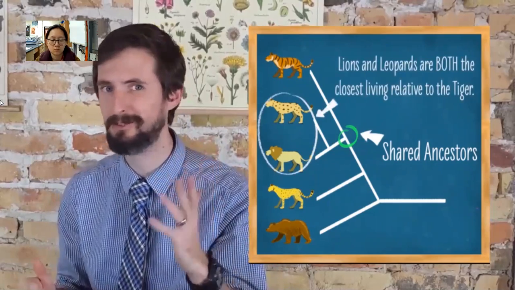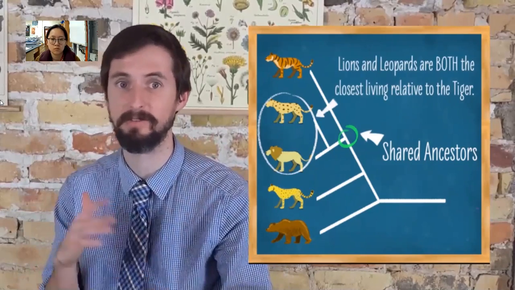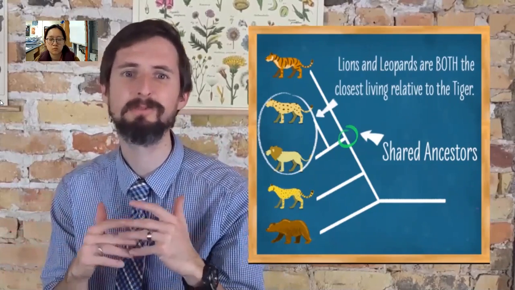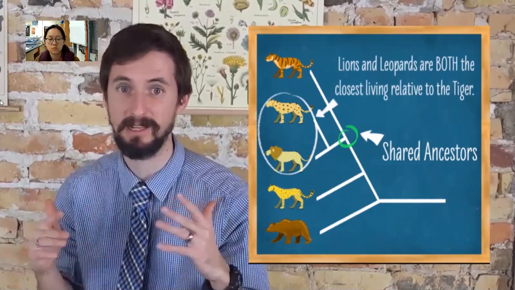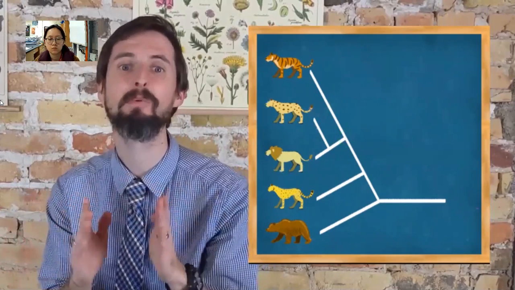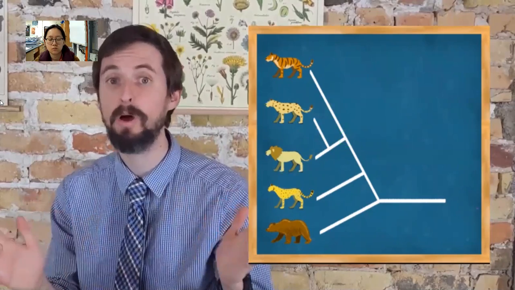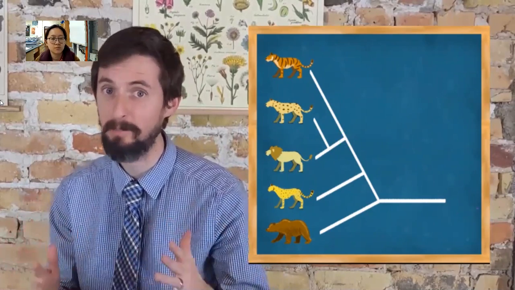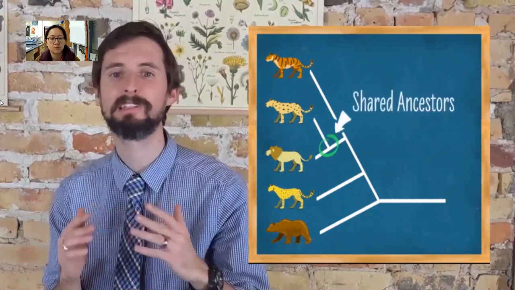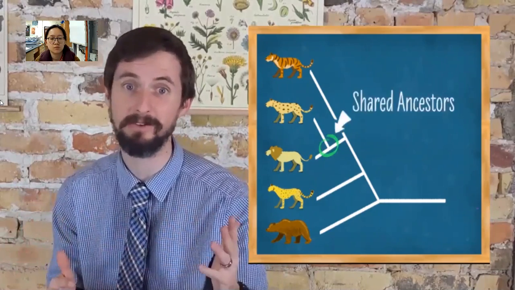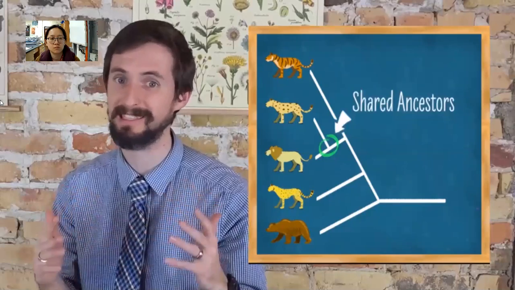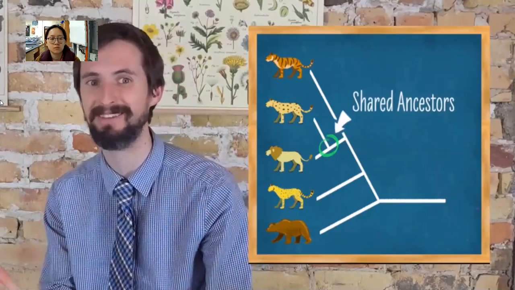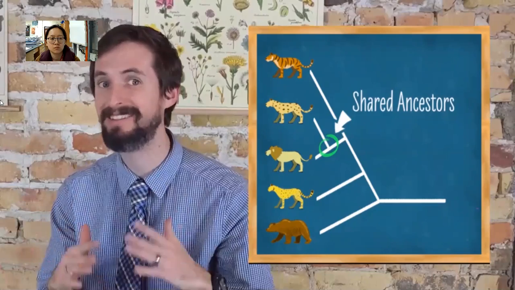Remember, when the ancestors of tigers split off from the ancestors of leopards and lions, there was no difference between the ancestors of leopards and the ancestors of lions. They were the same thing. So one of them is not more closely related to tigers than the other. Leopards and lions are more closely related to one another than they are to tigers, because they share more recent common ancestors with one another than they do with tigers. But they are both equally related to tigers.